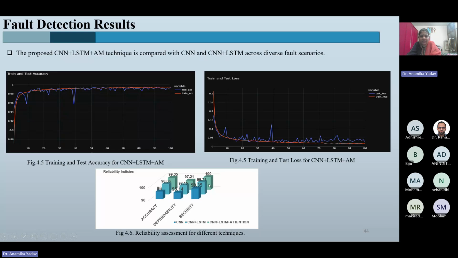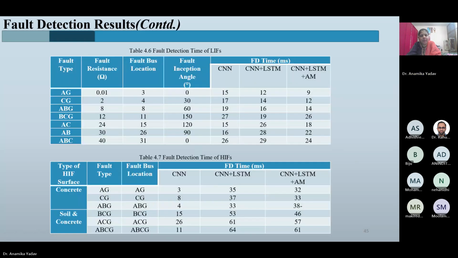So this gives you more improvement. With this we get 100% of all faults classified correctly. Performance has been investigated for both low impedance and high impedance faults, and fault detection times for different types of fault are shown in this figure, which is in milliseconds.